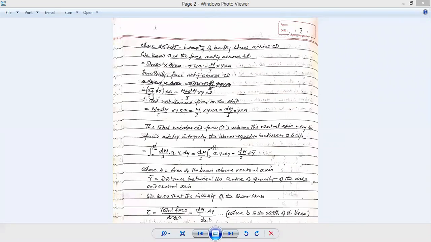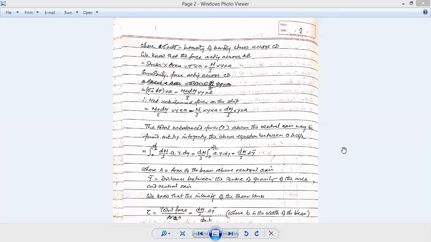So the force, sigma plus d sigma multiplied by a, is equal to M plus dM by I into y into a. So the net unbalanced force acting on this elemental strip is M plus dM by I into y into a minus M by I into y into a, which is equal to dM by I into y into a.